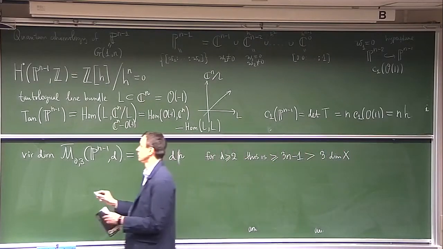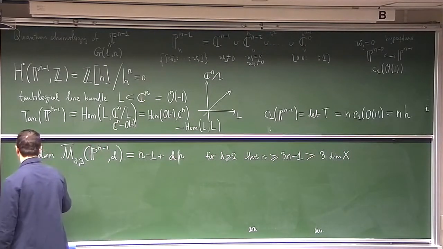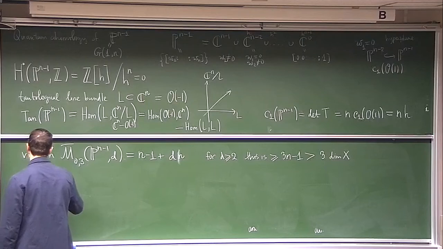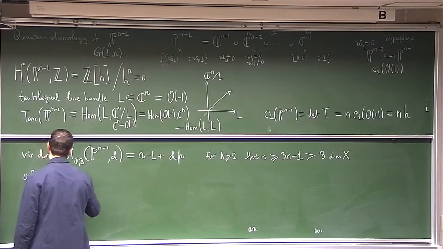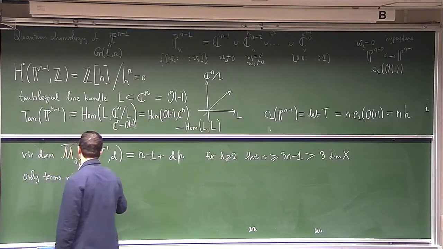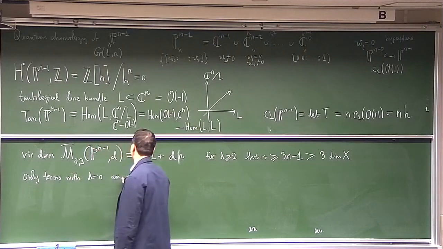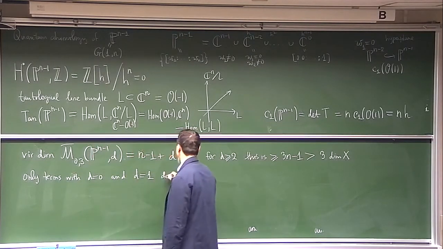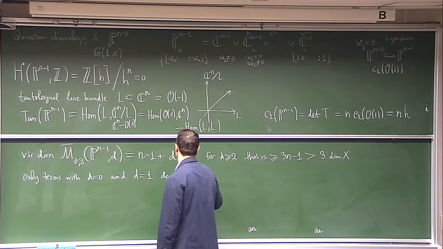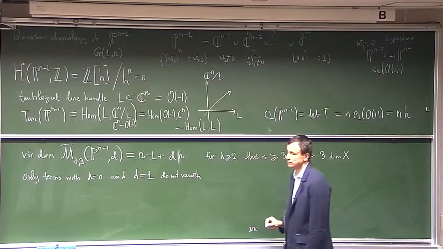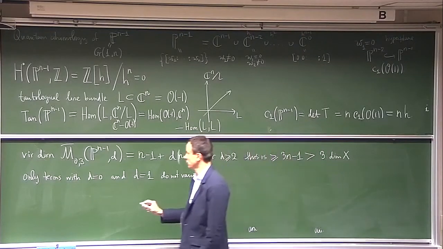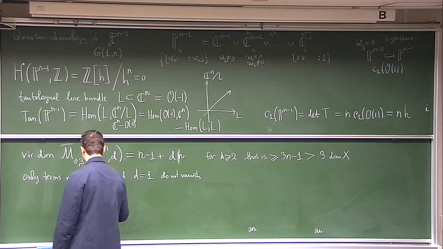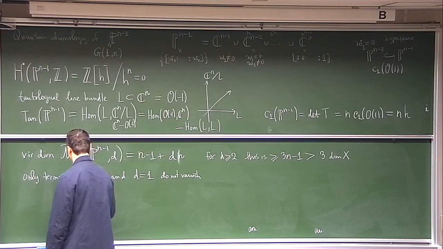Remember, only terms with d equals 0 and d equals 1 do not vanish. And this gives the ordinary cup product.